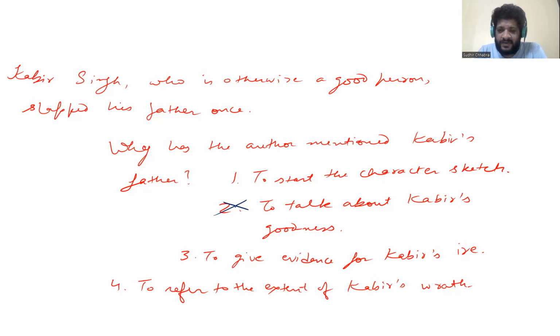So the evidence for Kabir's ire is a bit weaker in front of the fourth one, because the fourth one refers to the extremity which is there because it happened once, and one is further inferior to three, perhaps, because the starting did not require the father. So the best out of these is the fourth one, that refers to why something happened once, and how it is useful here, as in it is used to refer to the extent of the anger of Kabir Singh.